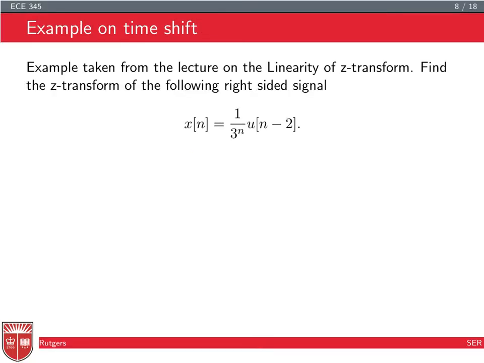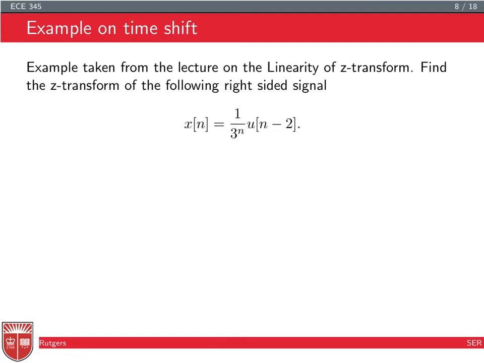Let's do an example where we apply what we learned so far. Here the question is: find the Z transform of the following signal, where x of n is equal to (1/3)^n u[n minus 2]. Of course, we can find this using the definition, and this example is actually taken from the slides on the linearity of the Z transform. But I'm going to try to find the Z transform here by using the properties we learned so far.